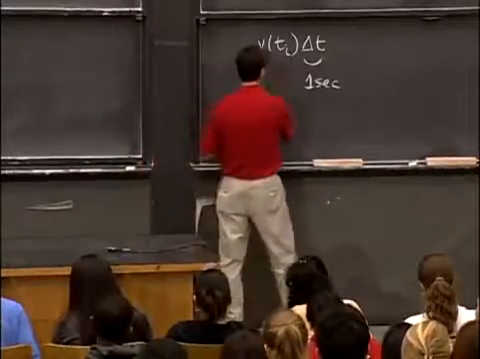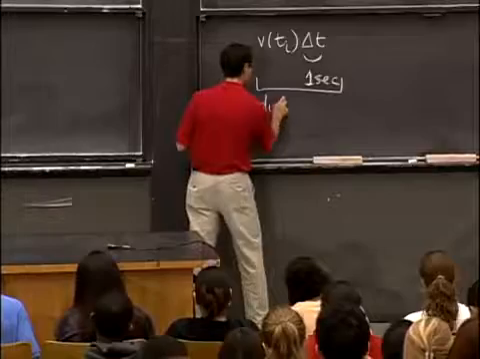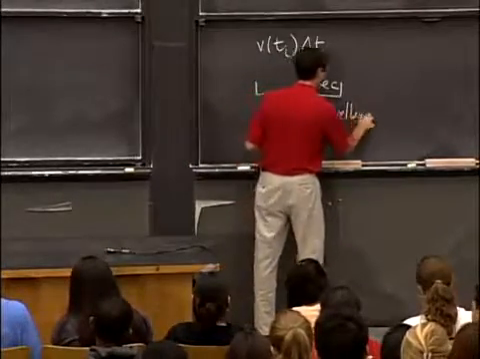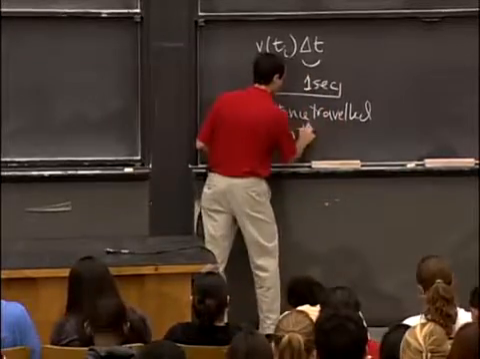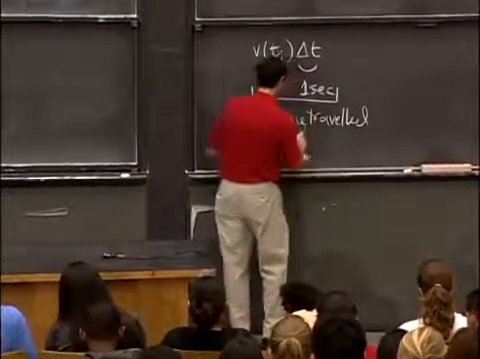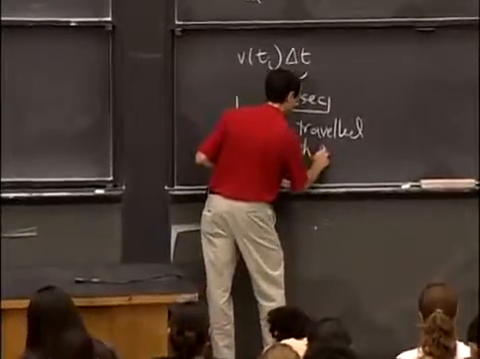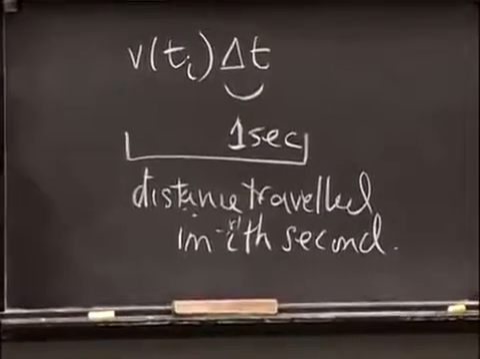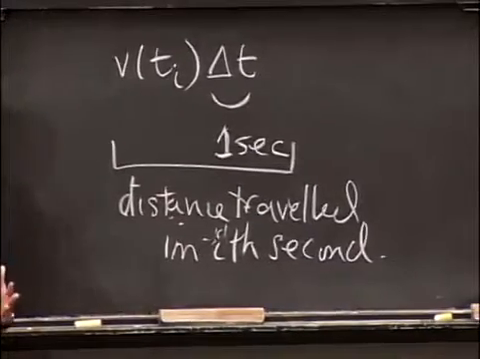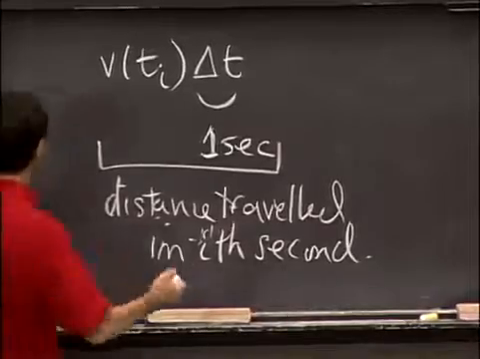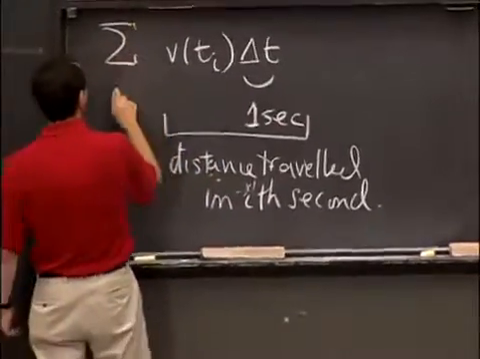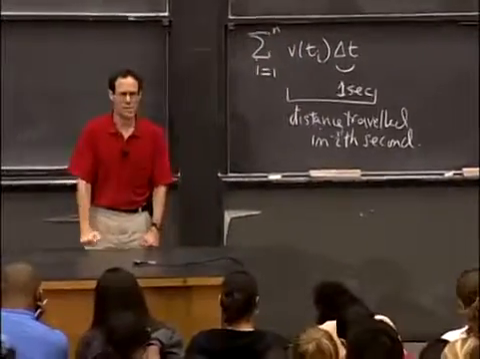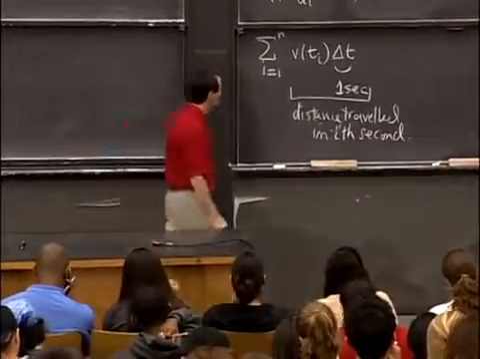So this is the time interval, and this is the distance traveled in second number i, in the ith second. Now, what happens if you go the whole distance? Well, you travel the sum of all of these distances. So it's some massive sum where n is some ridiculous number of seconds, 3,600 seconds or something like that, whatever it is.